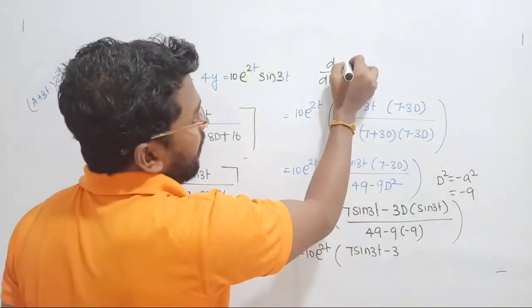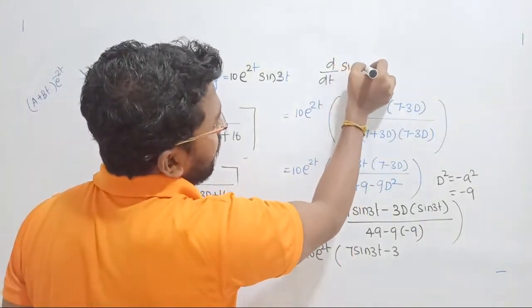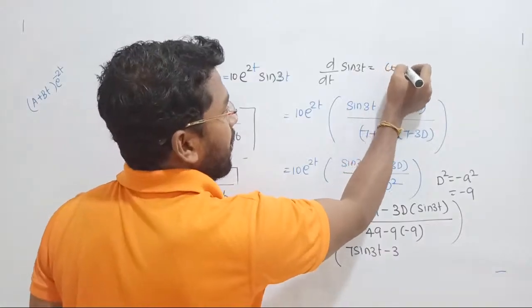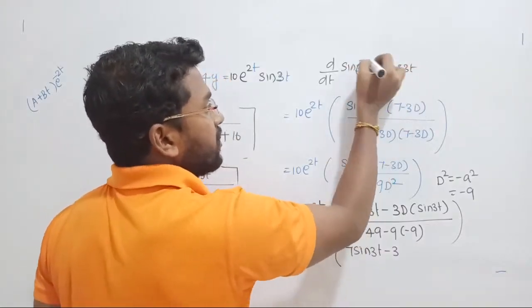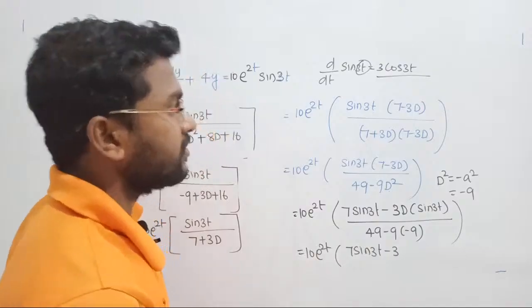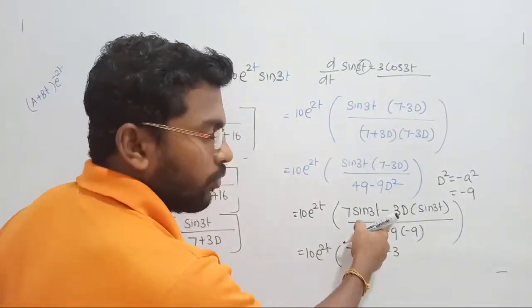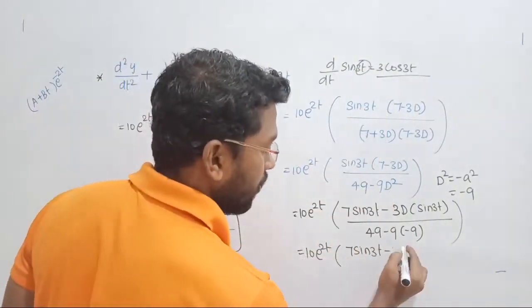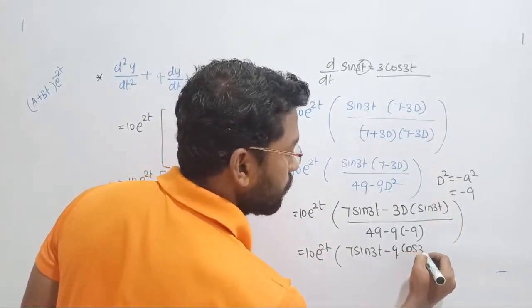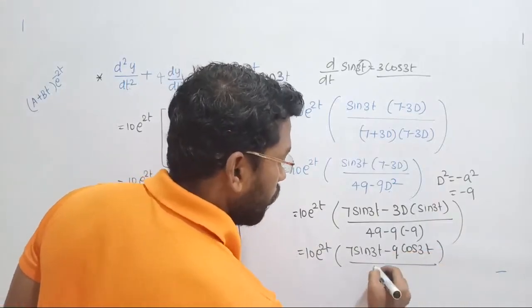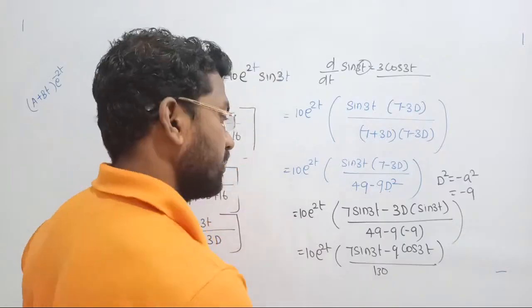So there we actually have d by dt into sin 3t. How will you write this? It can be written as cos 3t. Inner differentiation will give you one more 3. So 3 into cos 3t. Already we have one more 3, so 3 into 3 will become 9 cos 3t. Denominator 130. Correct? That's going to be the answer.